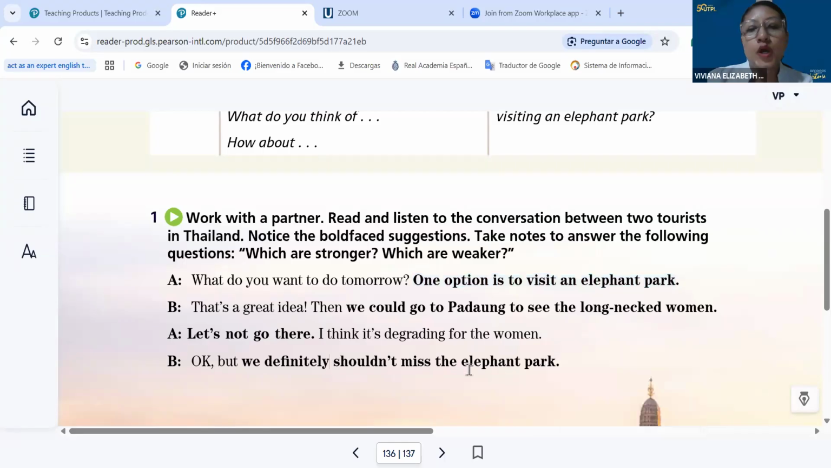So those phrases which are in bold, you are going to analyze if they are stronger or weaker, and what phrase or modal is used in that sentence, in that suggestion. Okay? Volunteers maybe.